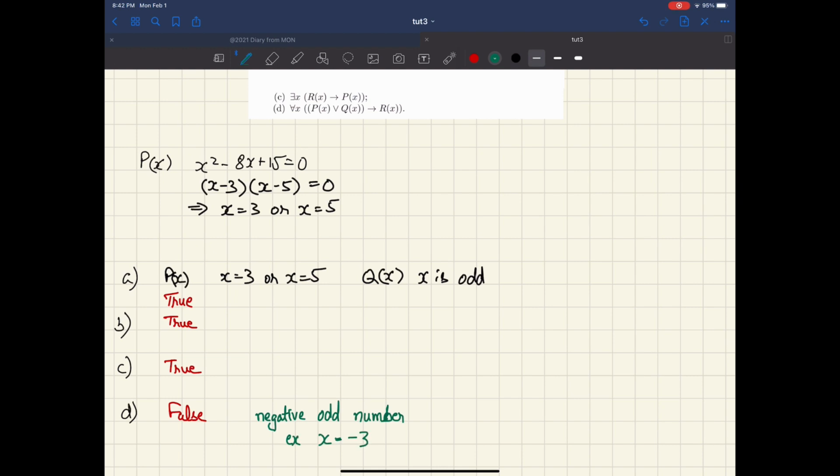So x is equal to -3 will satisfy your left hand side, but since it's not greater than 0, it does not satisfy the right.